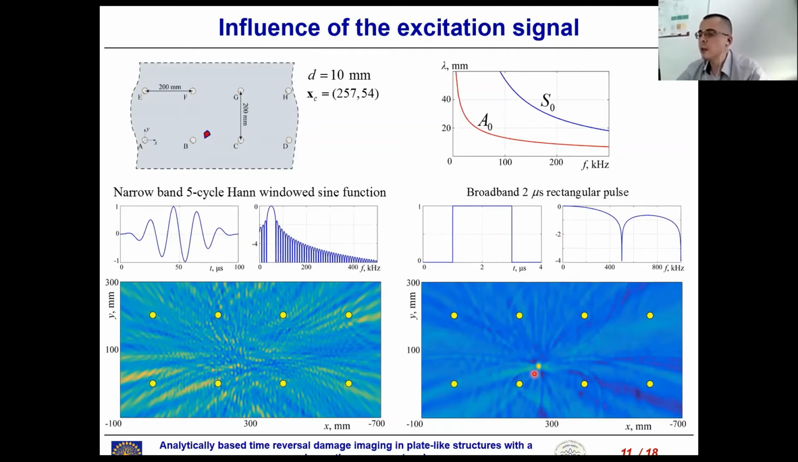In this case, surprisingly, we have a very nice image of our obstacle, which was a cylinder of diameter 10 millimeters located at this point. And we can very nicely resolve this damage. That's actually the only local maxima.